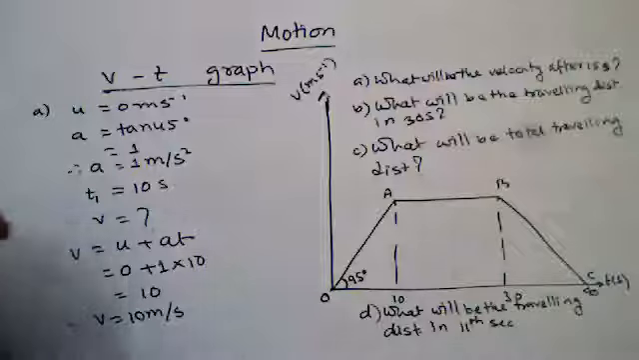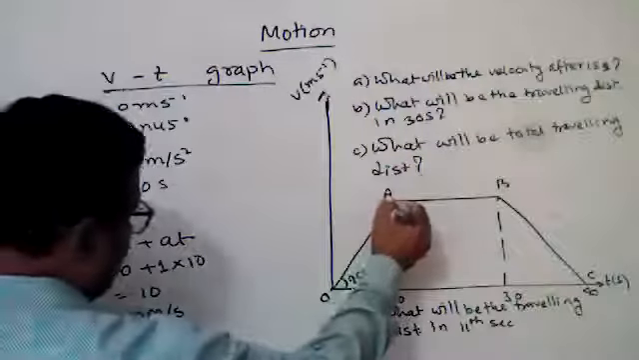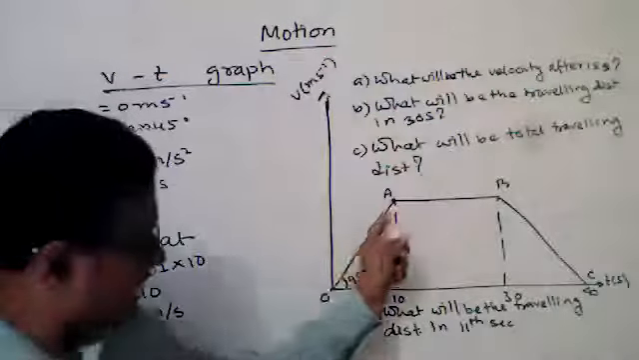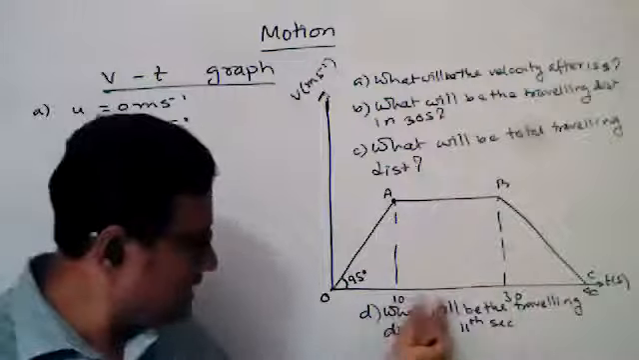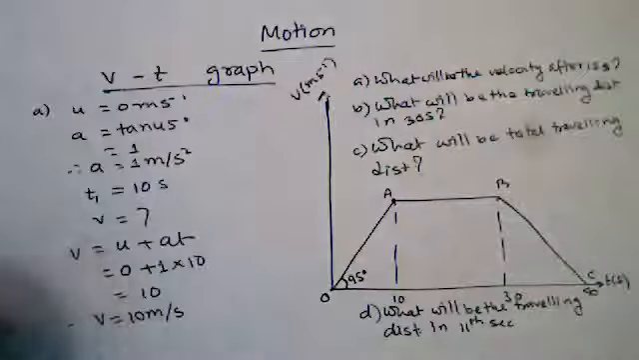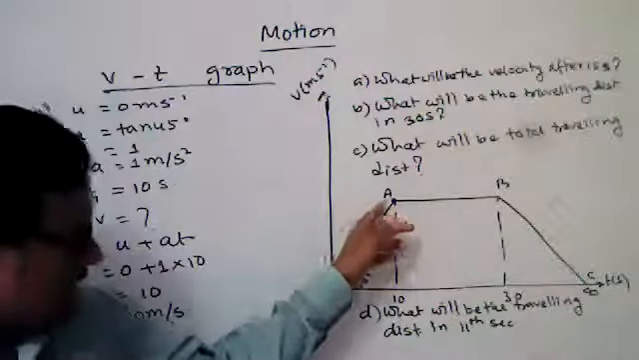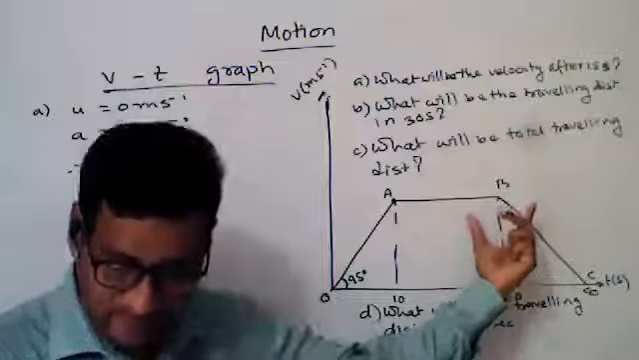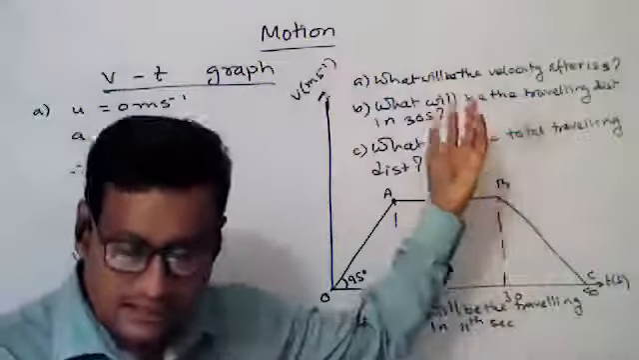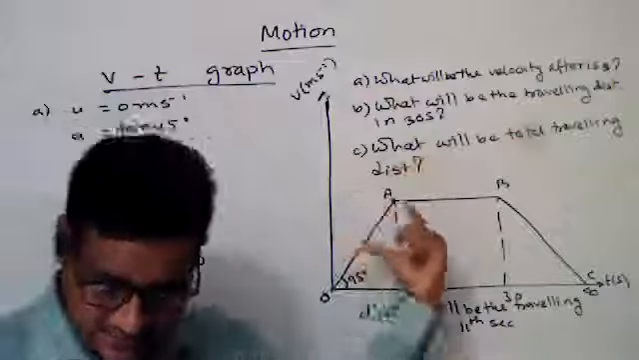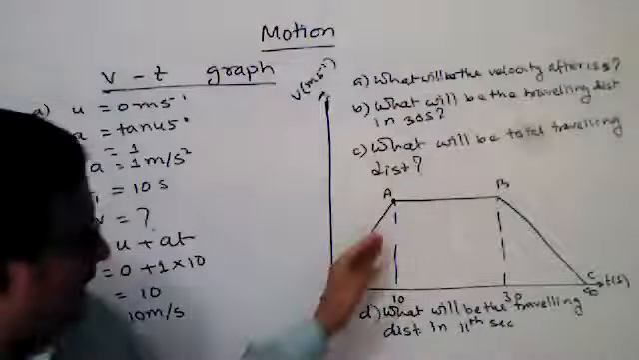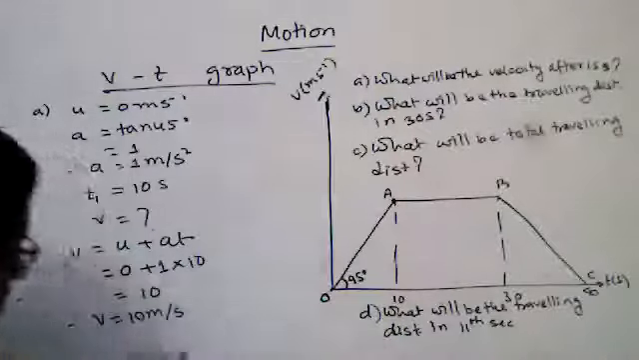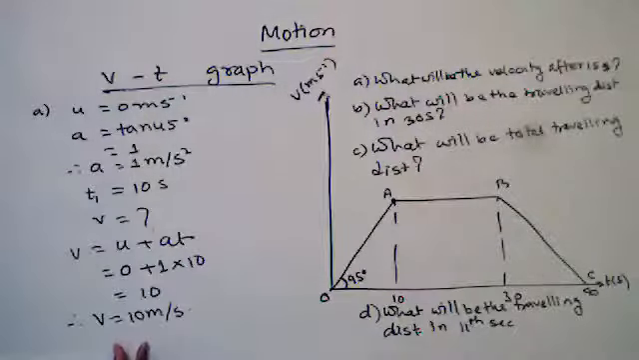So here it reaches 10 seconds at point A, and from A to B, that means 10 to 30 seconds, there is no change of velocity. At any other point between B and C, the velocity will be same. And at point B, the velocity is also the same as A. So at 15 seconds, the velocity will also be 10 meter per second.